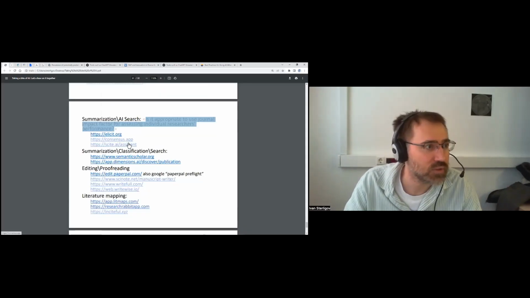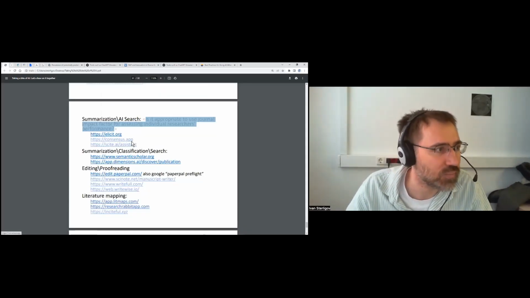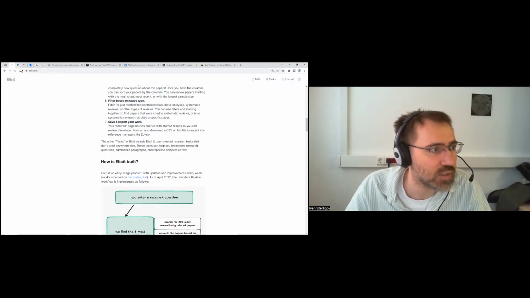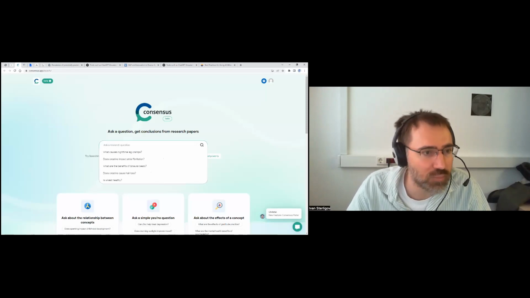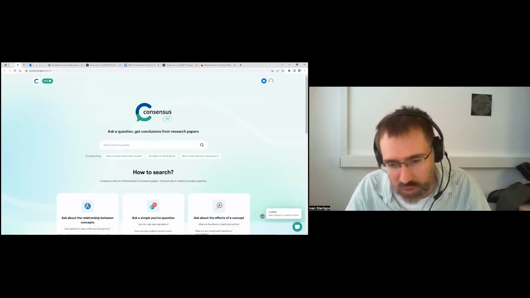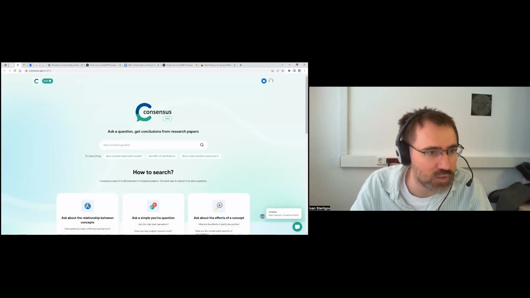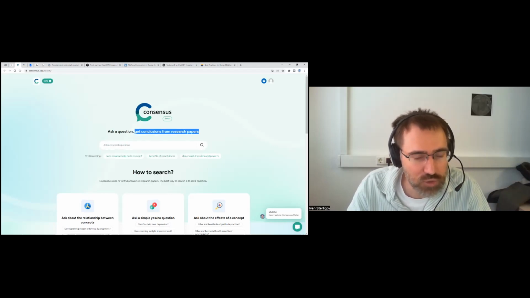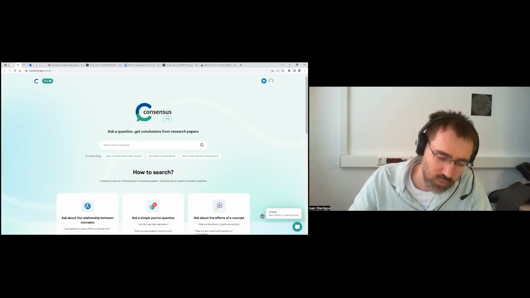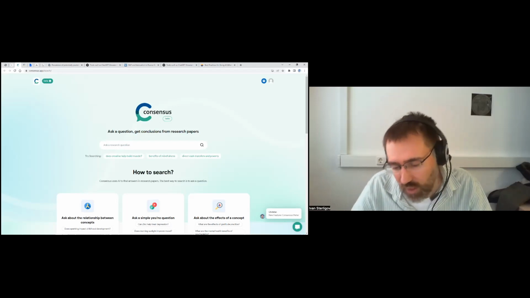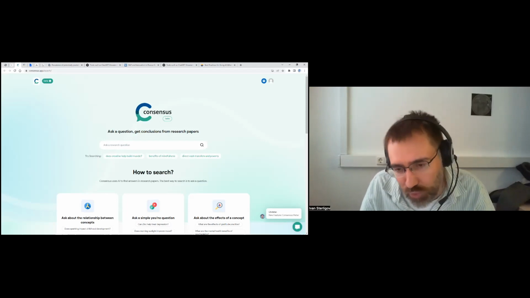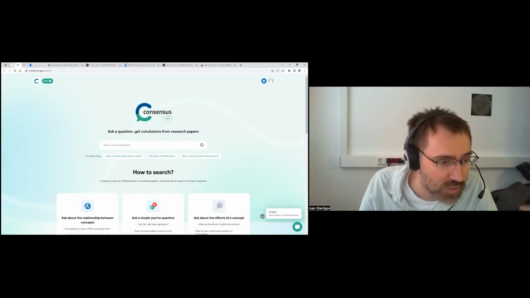There are several similar tools. Elicit is probably the most popular, but the others you can also try. The one which generates a bit of buzz is this Consensus app. It gets conclusions from the research papers. So they all, Elicit, Consensus and so on, capitalize on this perceived inability of ChatGPT to properly cite academic papers.